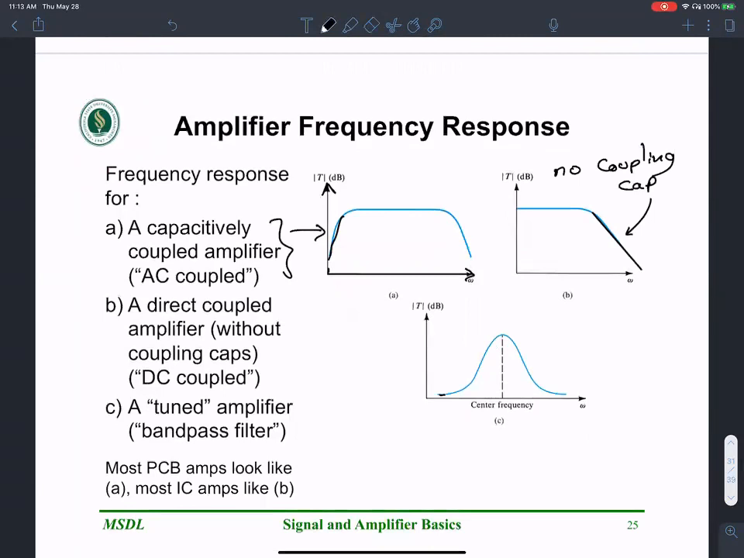Then there is a tuned amplifier frequency response, in which you carefully pick the values of the coupling capacitances. You can add in some parasitic capacitances and some load capacitance as well. Somehow you manipulate the value of these capacitances such that you have a narrow band amplification, tuned amplification, a band pass filter. So this is a low pass filter. This is an AC coupled wide band filter. And this is a tuned band pass filter.